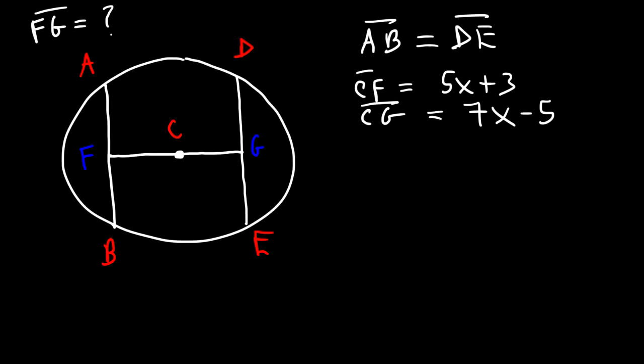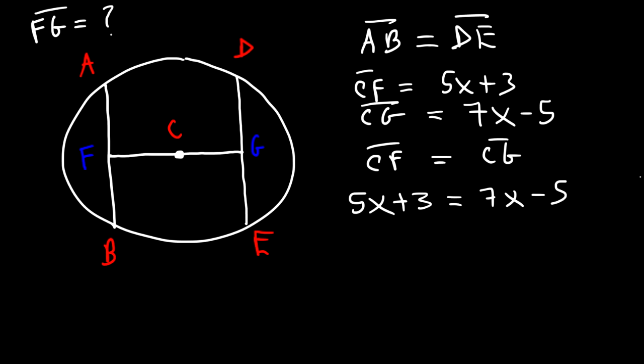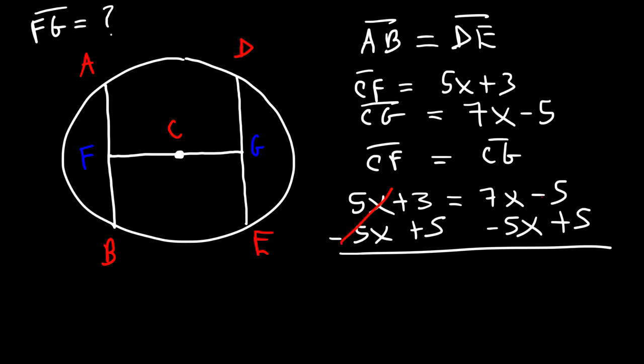Feel free to pause the video. So first, we need to calculate the value of x. If AB is equal to DE, then we know that CF and CG are equal to each other. So let's set them equal to each other. So that means that 5x plus 3 has to equal 7x minus 5. So let's subtract both sides by 5x, and let's add 5 to both sides. So we can cross out these two. 3 plus 5 is 8, and 7x minus 5x is 2x. Now let's divide both sides by 2. So 8 divided by 2 is 4. So x is equal to 4.